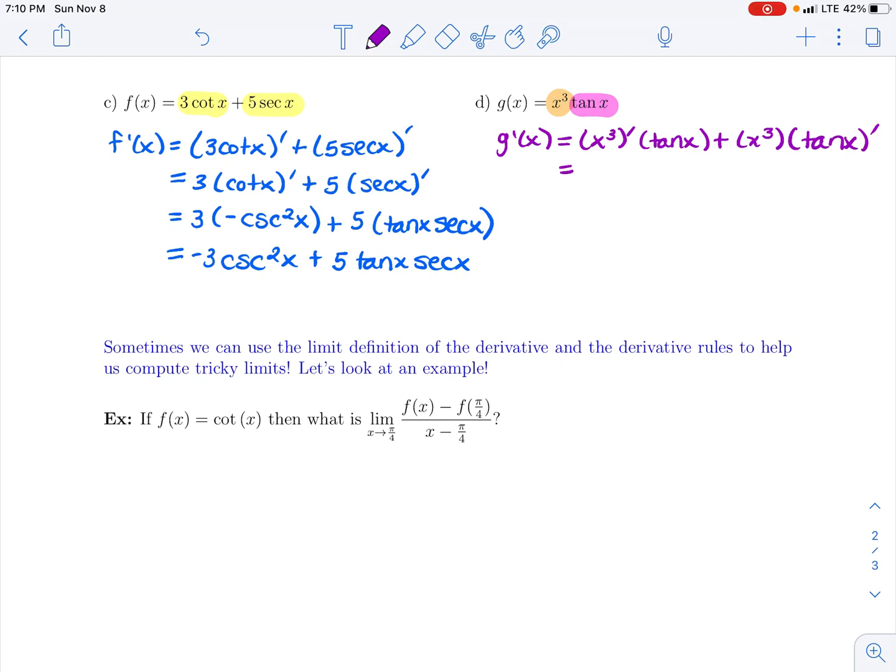And so now the derivative of x cubed is 3x squared, and I copy my tangent x still, plus copy my x cubed. Now I'm looking at the derivative of tangent of x, which is secant squared. Remember, 1 tangent, 2 secant. And so of course, you could write it like this, 3x squared tangent, like without the parentheses basically is what I'm writing. But it really doesn't matter.